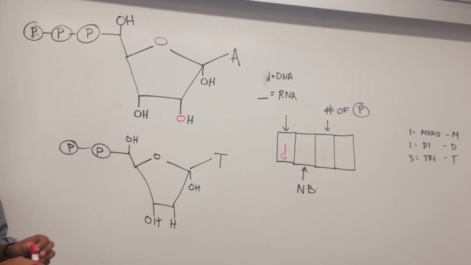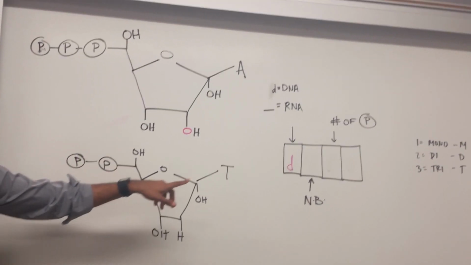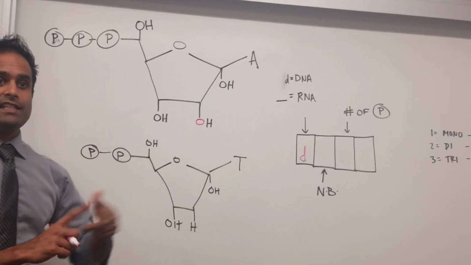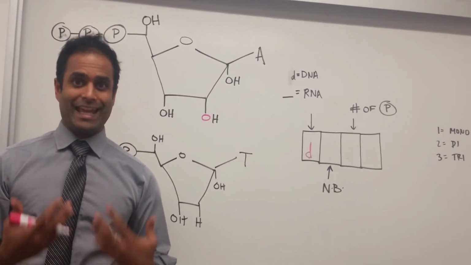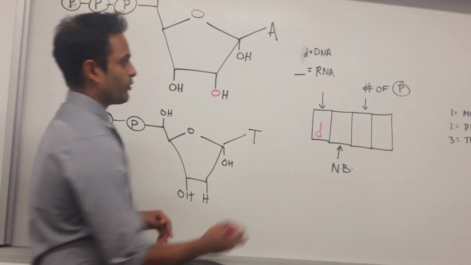The next thing we do is we look at the nitrogenous base. So the nitrogenous base can be T, A, G, C, or U. And if you don't know which one it is, you use the variable N. In this case, it's a T, so we're going to put a T here.